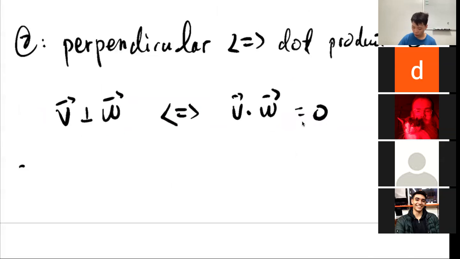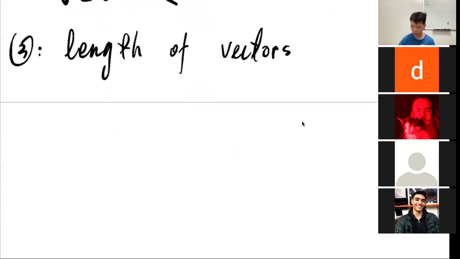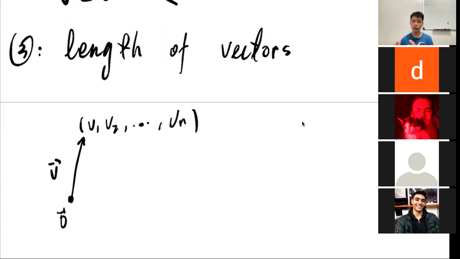All right. So the third point is about the length of vectors. How do we determine the length of a vector? You have a vector V, represented by a vector joining the origin and the point, let's say (V1, V2, ..., Vn). How do we determine the length here?